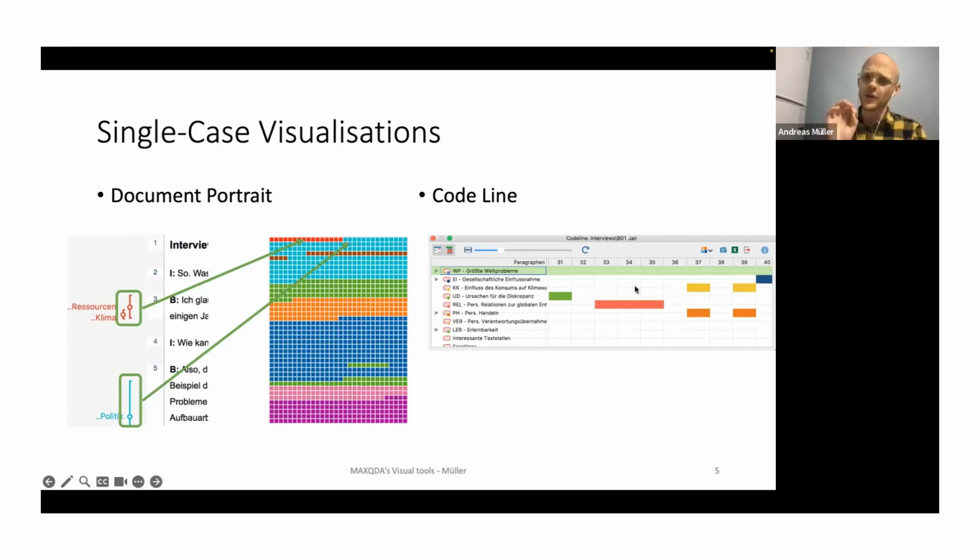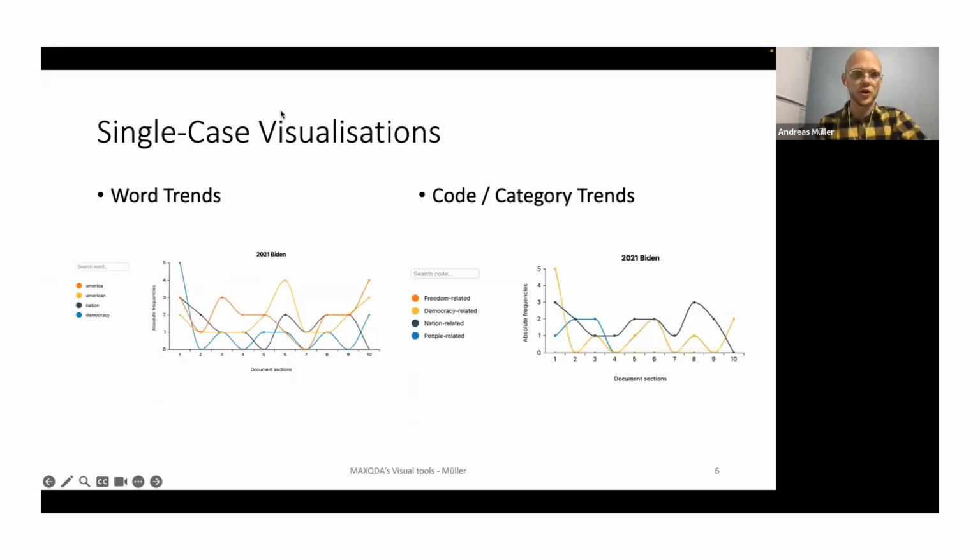The code line, on the other hand, is a tool that I personally like a lot, especially for analyzing focus groups. I will show you an example in just a second. What the code line does is it's similar in structure to the document portrait, in that it displays where in the document what code comes up and what code co-occurs. I will show you an example in the example project.